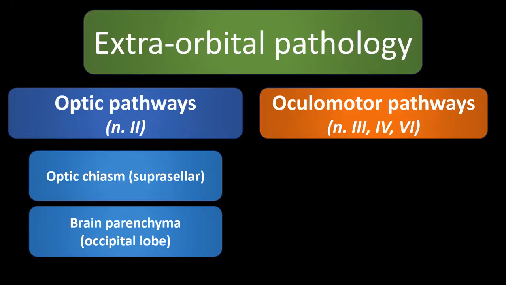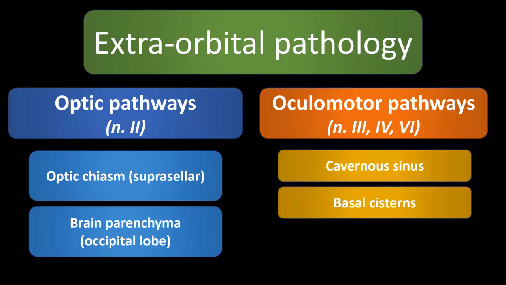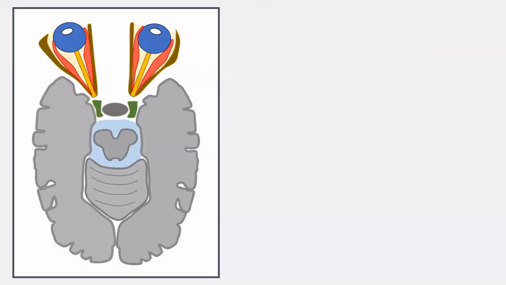And there are certain brain regions that are important, the regions through which these cranial nerves pass. They go from the brainstem. From the brainstem, they run into the basal cisterns, and from the basal cisterns into the cavernous sinus. So we're going to talk a bit about the cavernous sinus, the basal cisterns, and the brainstem.